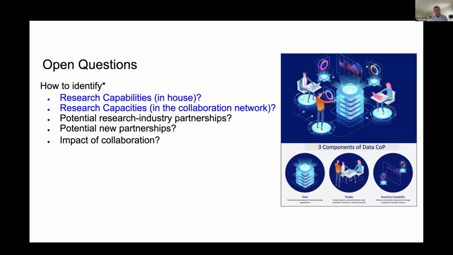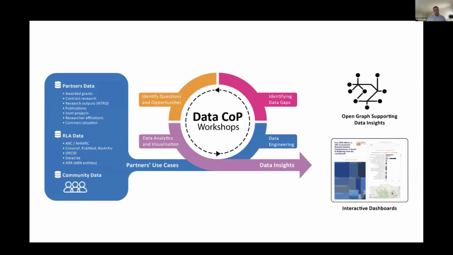I'm going to focus on the first two, the research capacity and research capabilities. That is where the AI comes into play. So what we have done is use a model or concept called data community of practice workshops. Basically, this is based on building a collaborative enterprise. When you bring multiple different partners together, you use data as a conduit to get them to work together. This is in the social sciences space.